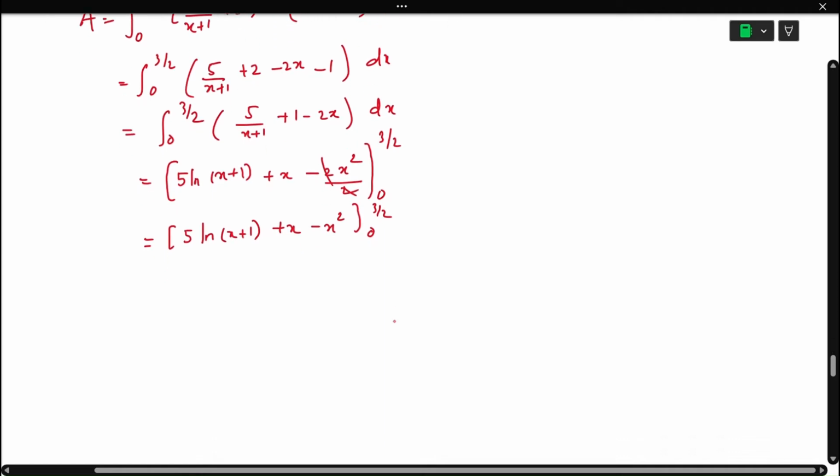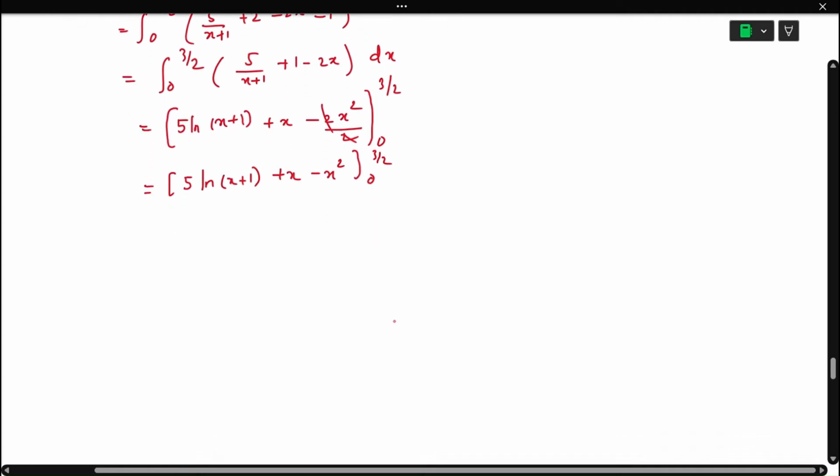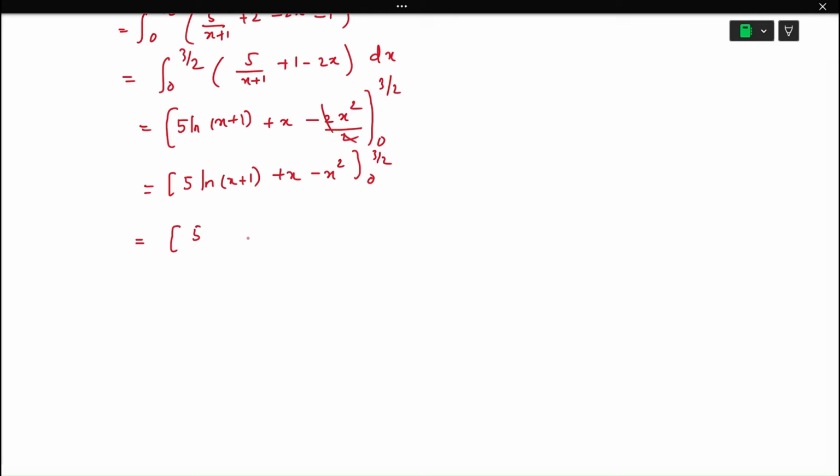Next, I'm going to apply the limits. First, we need to apply the upper limit, which is 5 into log of 3 by 2 plus 1, plus 3 by 2, minus 3 by 2 whole square, minus the lower limit, 5 log of 0 plus 1, minus 0 minus 0.